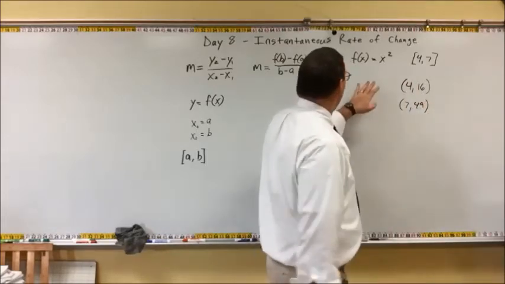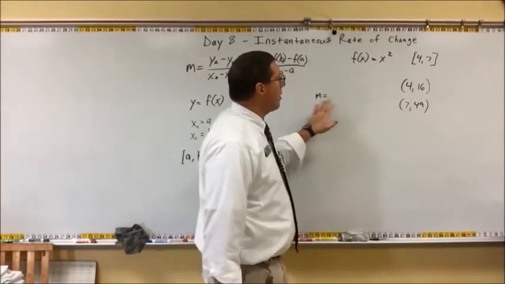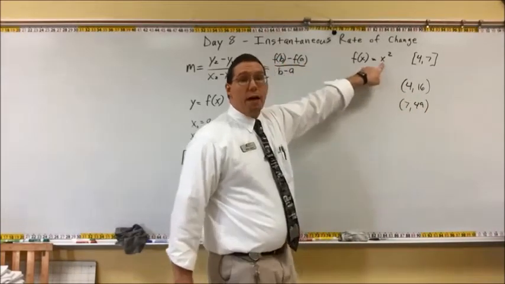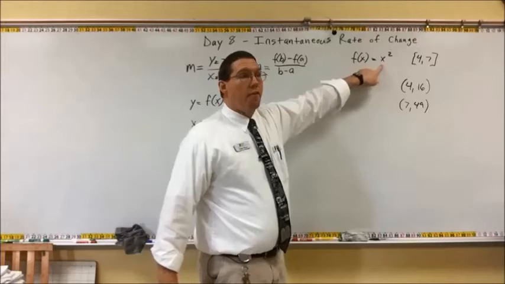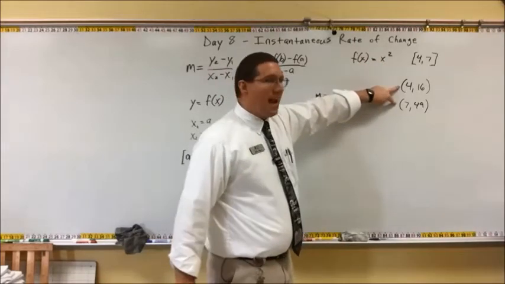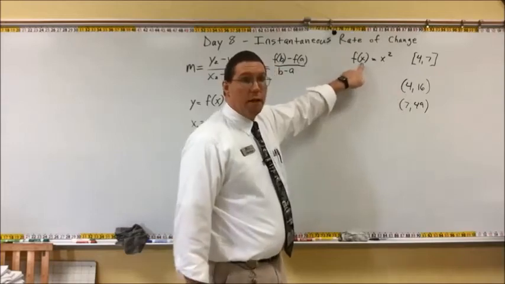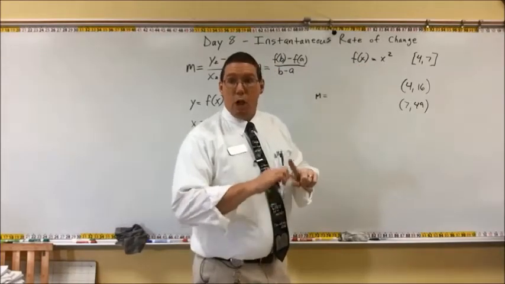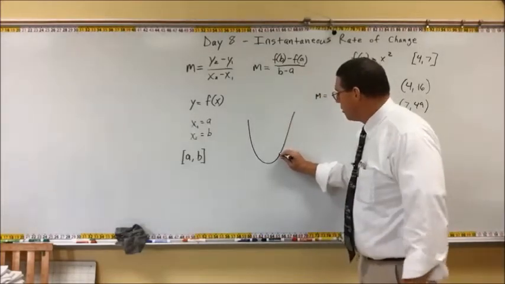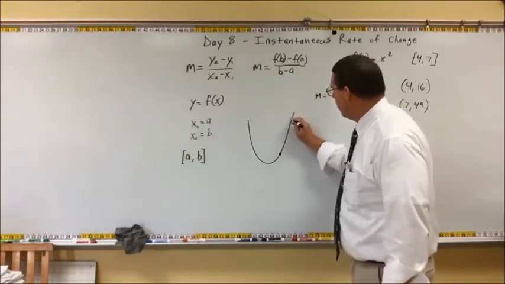So the slope of a line that connects these 2 points. Now, this is a parabola. It's not a straight line. Therefore, the straight line that connects these 2 points is not on this curve. It's a shortcut along the curve. So if you have this parabola, you have one of your points here, 4, 16, and you have your other point here.